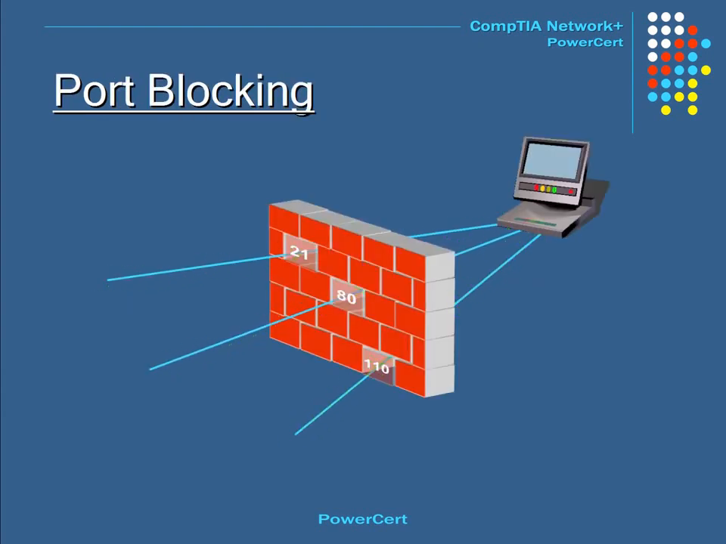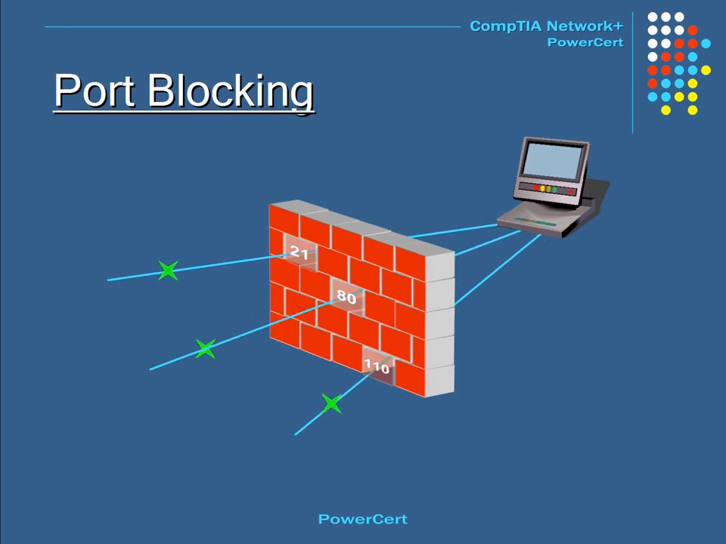Port blocking is one of the ways to provide security to a network. Port blocking is done on the firewall, and as a network administrator, you can control which ports should be opened or closed depending upon the application. So for example, we learned that FTP uses port 21, HTTP uses port 80, and incoming email uses port 110. These ports need to be open if these services are to function.